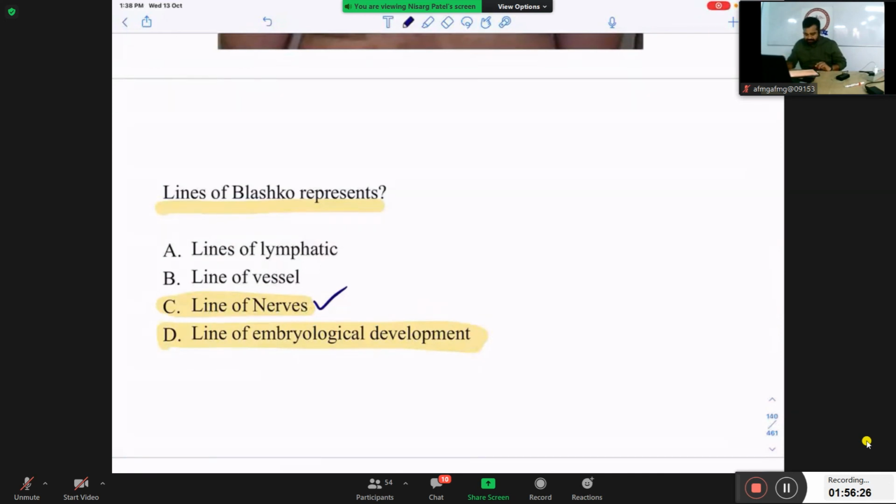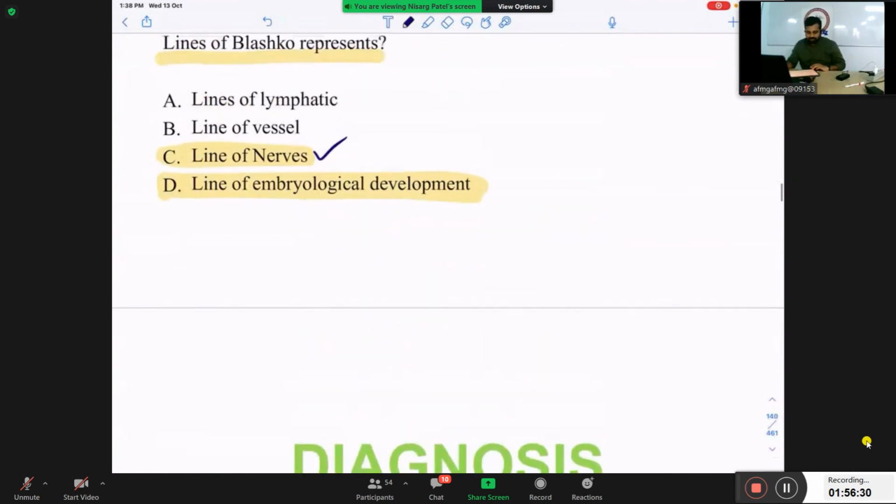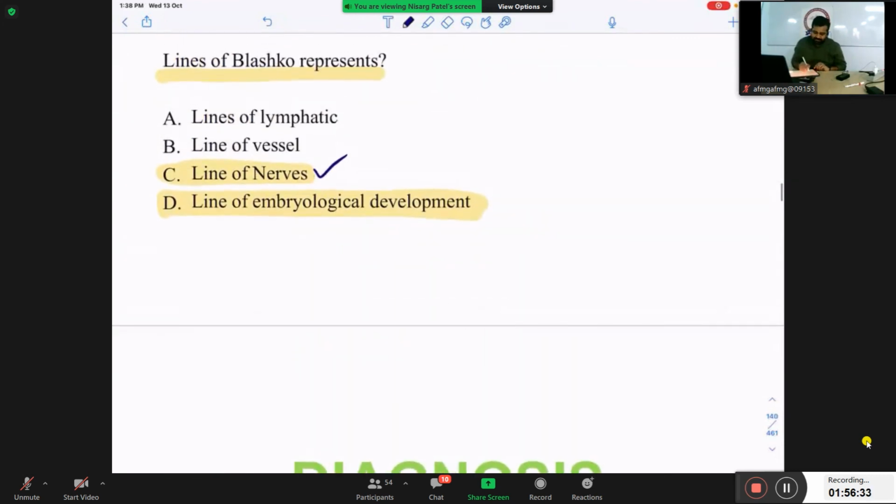Line of Blaschko, it is a line of embryological development. Line of nerves carry dermatomal line. And if I say line of the collagen fiber, these are the Langer's lines.